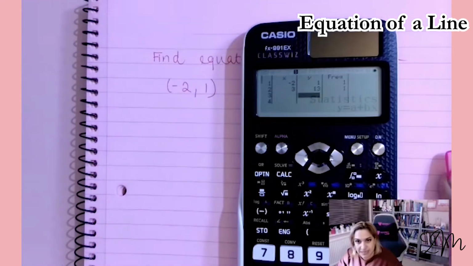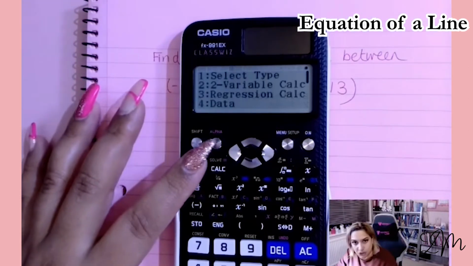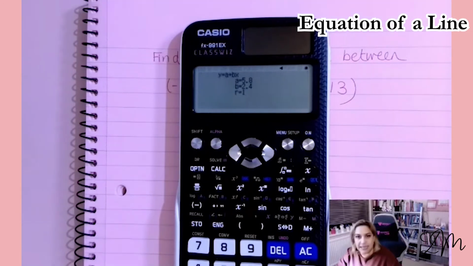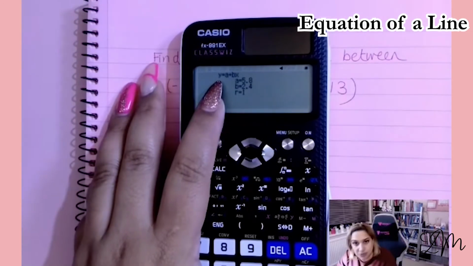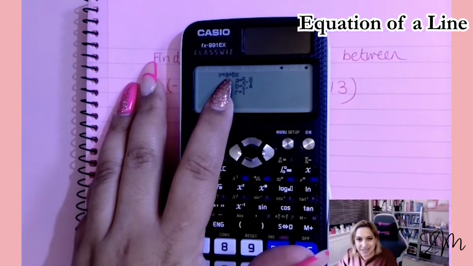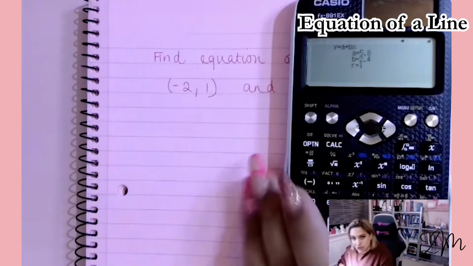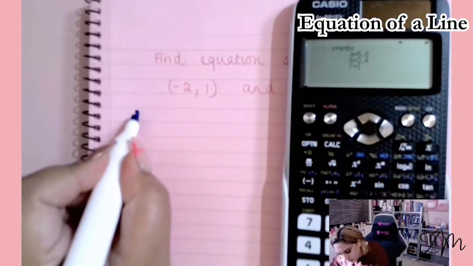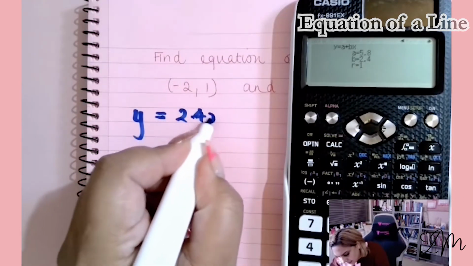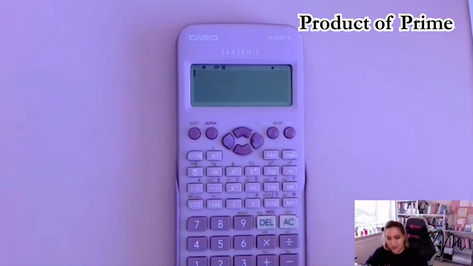Then you press AC and you come back into here. You're then going to press Option and choose number 3, which is regression calc. And if you notice, it gives you it in y equals a plus bx. A is like your plus c, and b, which is in front of the x, is your gradient. So you've got here your equation, y equals 2.4x.